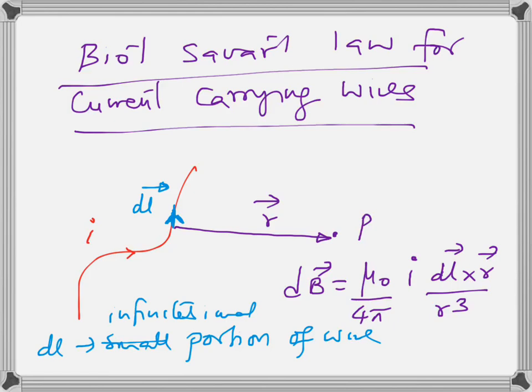Like this you find the magnetic field due to every small section, and then add it up vectorially. Finally, to get the total magnetic field, add all the magnetic fields vectorially. I call this the Biot-Savart law. So the Biot-Savart law for a current carrying wire is given for a small piece of the wire. For big pieces you have to integrate, but it is given for a small piece.